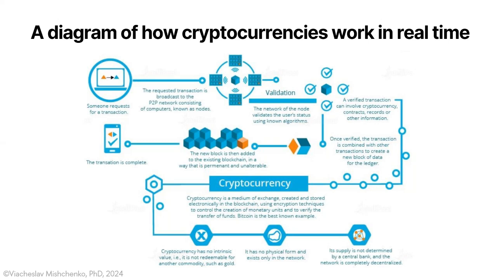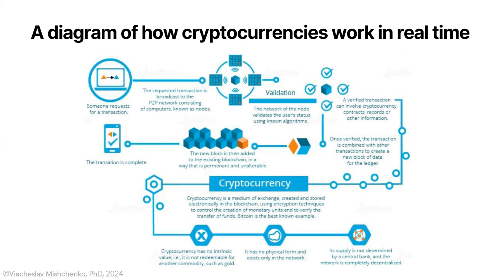And what is really elegant here is the validation process in the middle of the diagram, as you can see. I hope you can see these nodes, and each one is independently verifying the transaction using sophisticated algorithms. From my experience, I can tell you that this is radically different from how conventional transactions are verified. You can notice the bottom part of the diagram, where it shows three key characteristics of cryptocurrency: no intrinsic value, no physical form, and no central control.